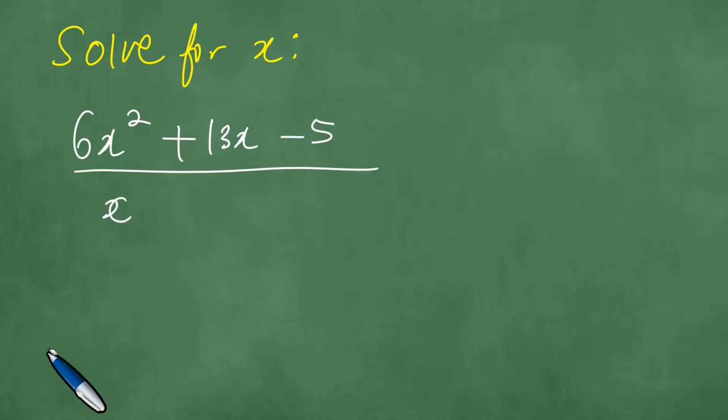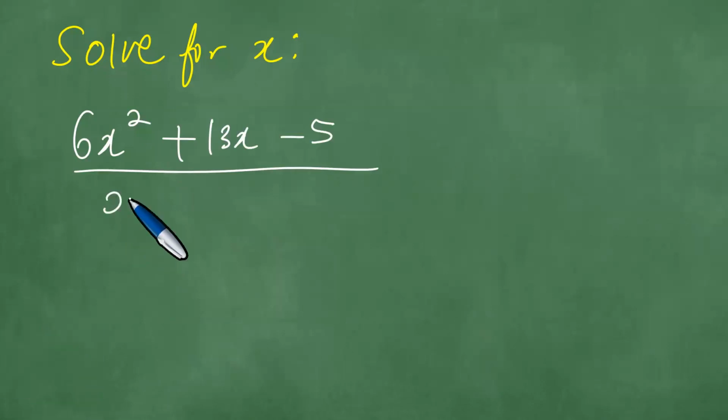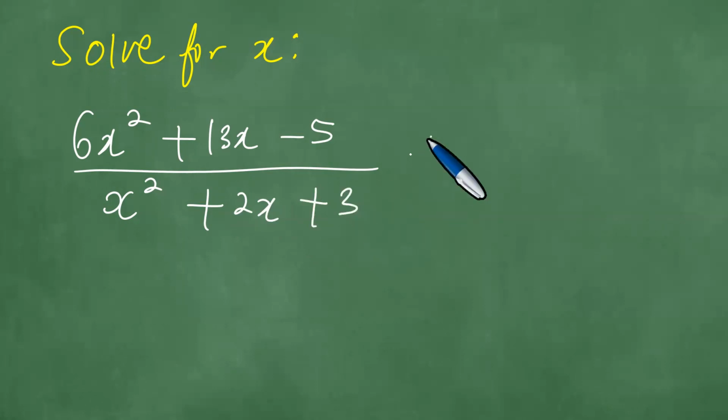Okay, let me see. Plus 2x, minus plus 3, which is less or equal to 0. Okay, so this is one question we need to solve for x, so you need to try your best there.